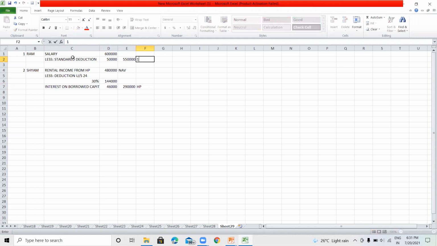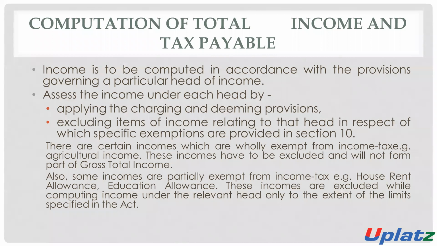Means as per section 10 there is a reduction of 12,000, then the taxable income under the head of salary will be 5,28,000, 5,38,000. So we will apply the charging provision and the deeming provision, as well as provide reduction and any exemption given under section 10, to calculate the amount which should be taxable under the particular head.